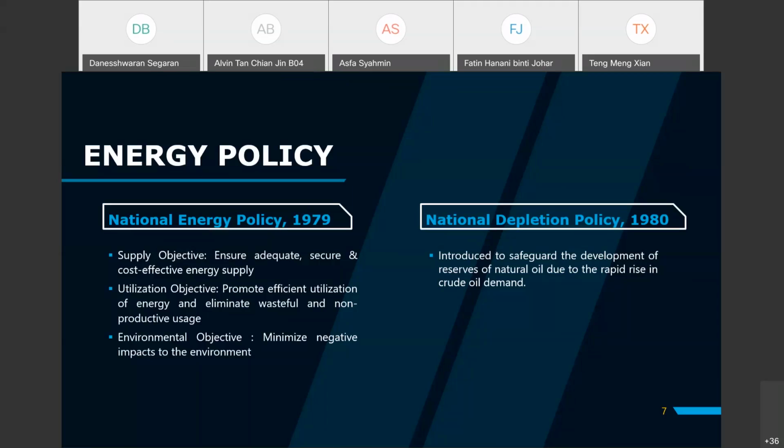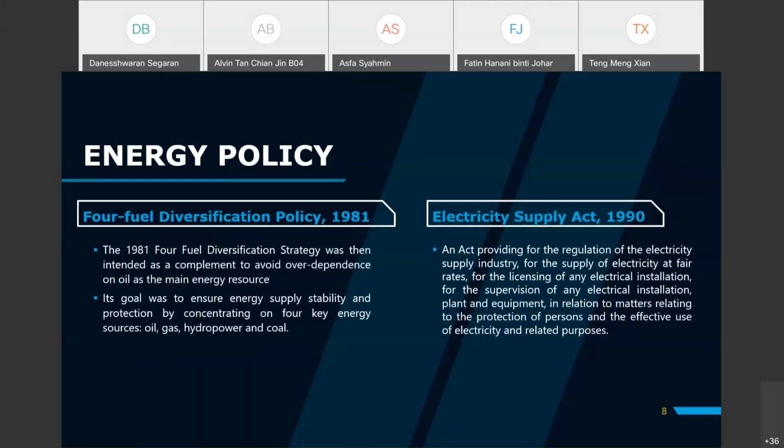The National Depletion Policy 1980 was introduced to safeguard the development of natural oil reserves due to the rapid rise in crude oil demand. The Four-Fuel Diversification Policy 1981 is intended as a complement, to avoid over-dependence on oil as the main energy resource. Its goal is to ensure energy supply stability and protection by concentrating on four key energy sources: oil, gas, hydropower, and coal.